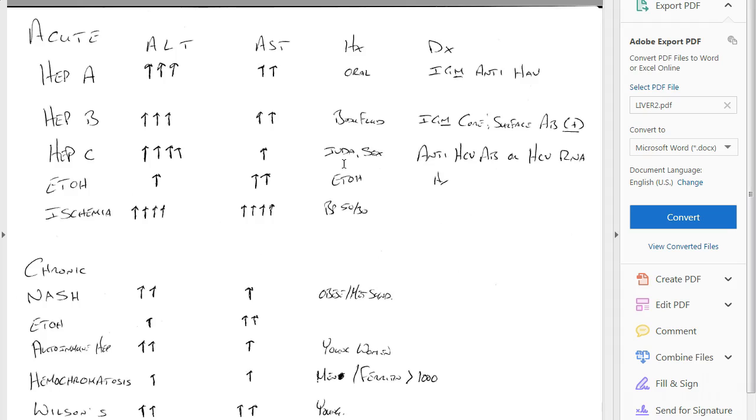in addition to the markers that we talked about previously, you want to draw a hepatitis panel on these patients to find out if there's an underlying acute or chronic form of hepatitis going on, which we'll get to in a minute with the chronic stuff.